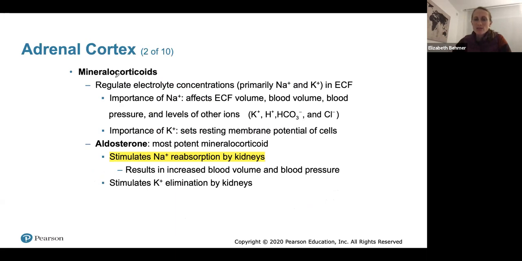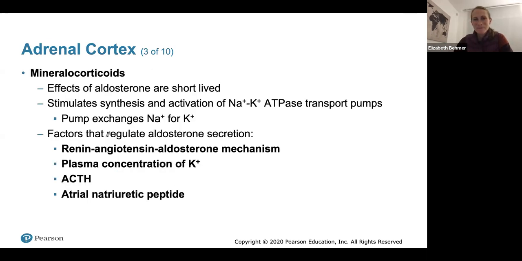A couple things about the adrenal cortex, the mineralocorticoids. One of them that it does secrete that I want you to know is aldosterone. It's the most potent mineralocorticoid, and this will stimulate sodium reabsorption by the kidneys. So aldosterone will be secreted if there's a drop in blood volume or blood pressure, because aldosterone will tell your kidneys to retain or reabsorb sodium and retain water. So that will result in an increased blood volume and blood pressure. So you should know that too.